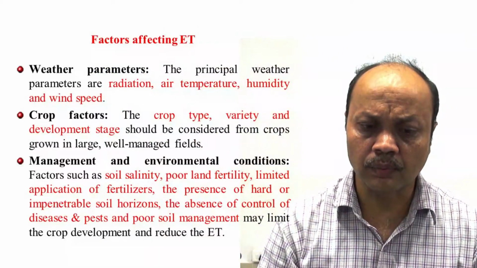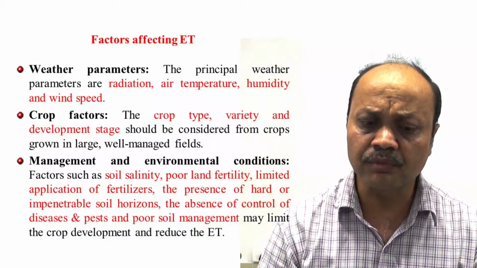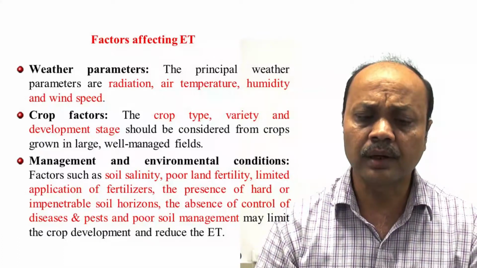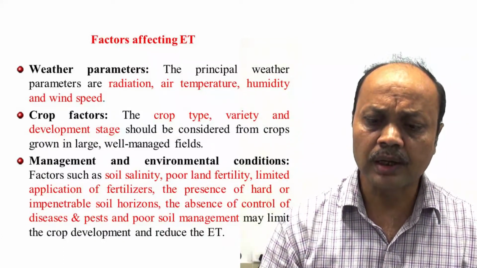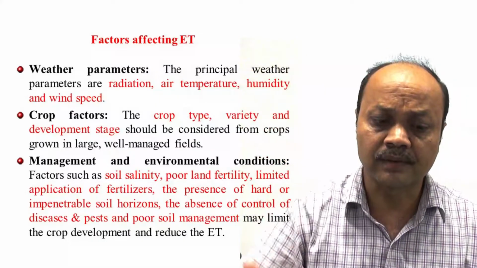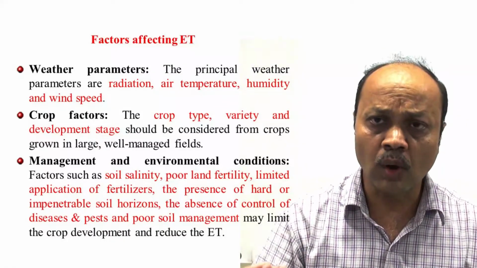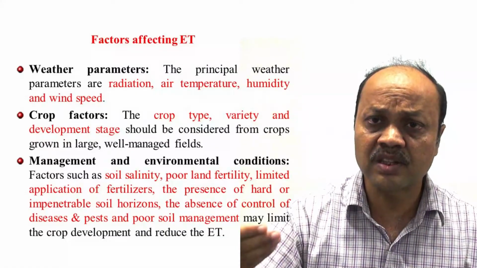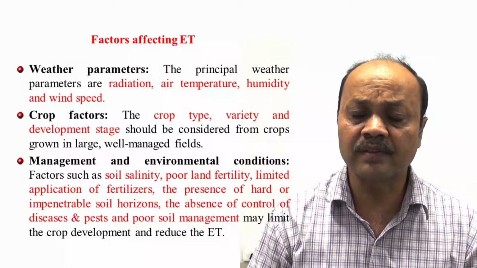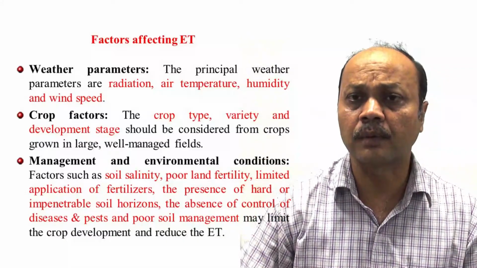So briefly we have classified them in three ways. The first one is the weather parameter. In weather parameters, the important ones are radiation, air temperature, humidity and wind speed. For example, if your humidity is very high, your vapor pressure difference will be very low, so water loss will be less. For example, in Ranchi we have low humidity, low RH you can say, which means the water loss will be more. But if you grow the crop in the same condition in Dhanbad, the water loss will be less, because there the air is moist, right?